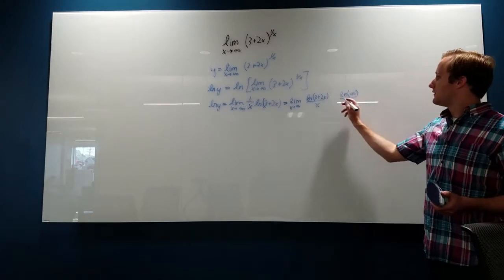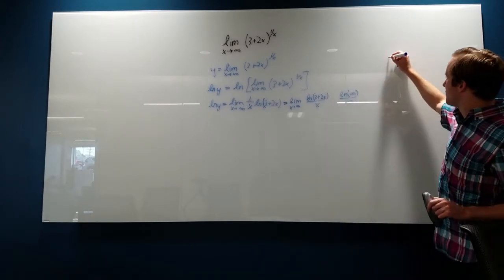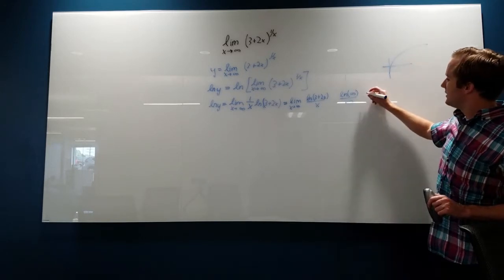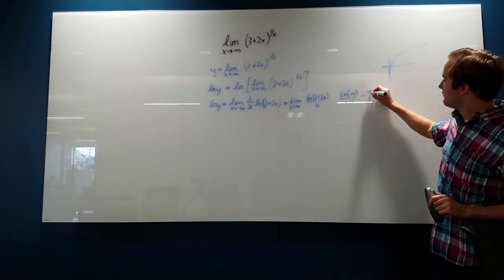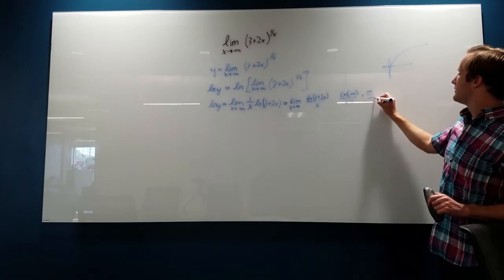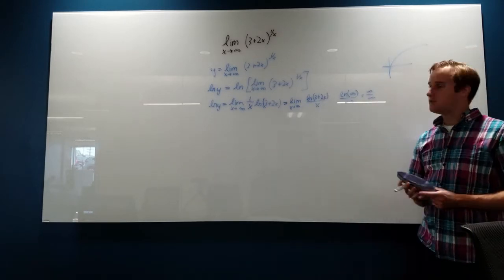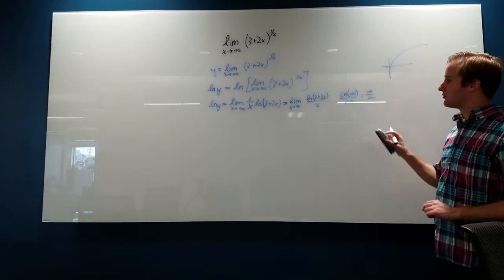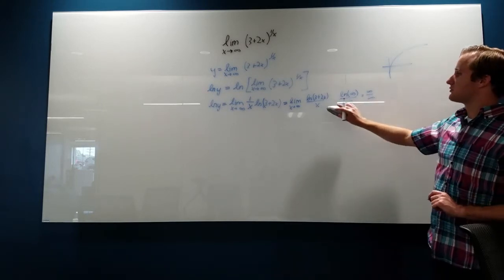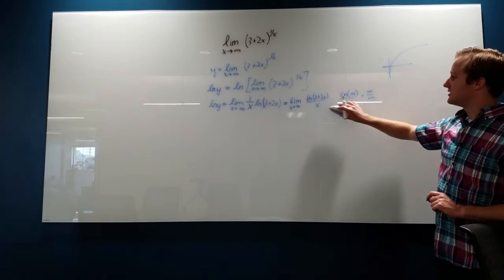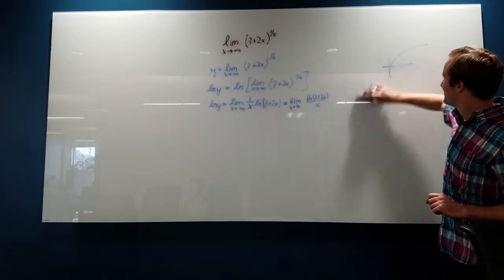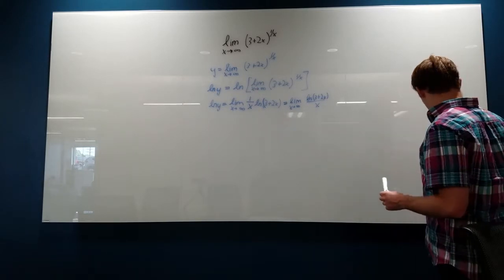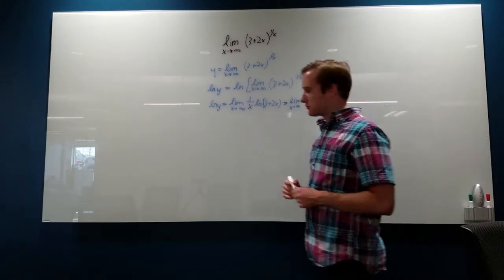And now, the natural log of infinity, if you remember the natural log curve, it looks kind of like this. The natural log of infinity is equal to infinity. And so we have infinity over infinity. We've got a L'Hopital's rule type indeterminate form, which means that we can use L'Hopital's rule now on this expression, which is awesome.